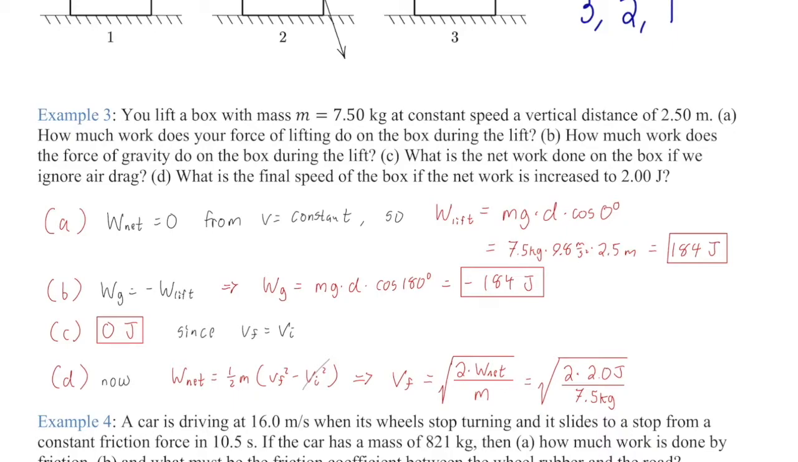Notice my net work is pretty small compared to my actual work. In other words, my lifting force is just a little bit bigger than my gravitational force. It'd be 186, right? Which means, when I subtract 184, I have a difference of 2. So not that much excess energy in a sense, but that excess energy is going to go to kinetic energy. It's going to go to the energy of motion, which means it's going to be manifested in a greater final velocity. And we end up with 0.731 meters per second.